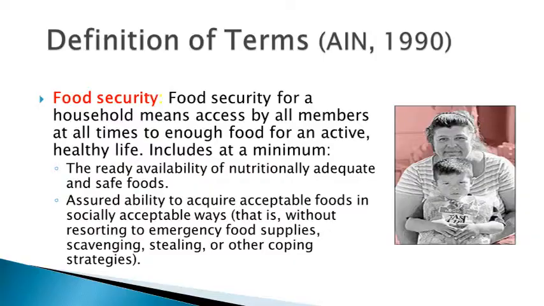But it has been defined as food security, when you're talking about a household level, means that access by all members of the household at all times have enough food for an active, healthy life. And that it includes nutritionally adequate and safe foods, and it also includes the ability to acquire acceptable foods in socially acceptable ways without having to steal, go to the garbage, or even go to emergency shelters to get food. And this is a very broad definition. It's very important to understand that it has the elements of enough food, of a high quality diet. Definitions vary across the globe and how this is applied, but this is the definition that drives what we do.